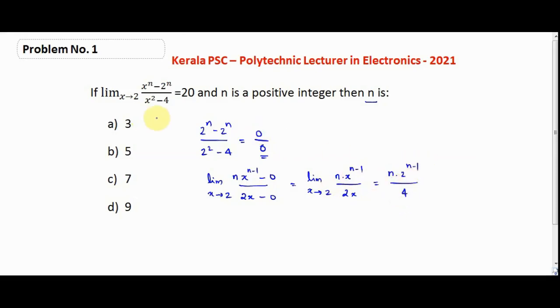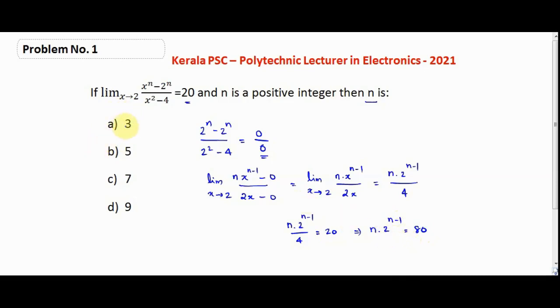So we are getting the limit value as n into 2^(n minus 1) divided by 4, and in the question it is given that the value of the limit is 20. So let's equate this expression to 20. So n into 2^(n minus 1) divided by 4 must be equal to 20. Let's take this 4 to the right hand side. What you get is n into 2^(n minus 1) is equal to 80. Now let's look at the options.